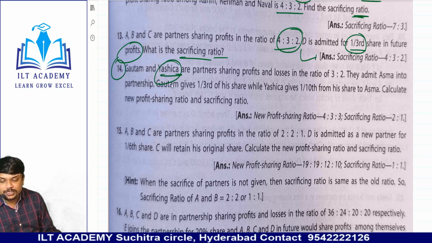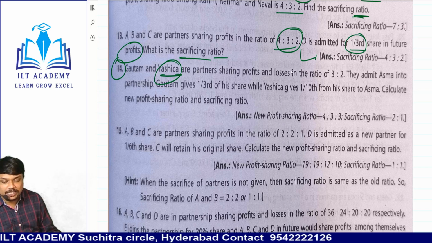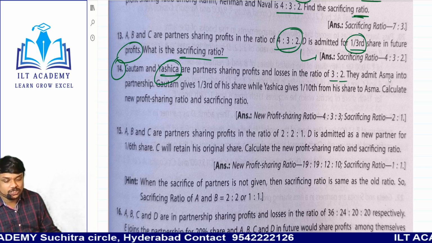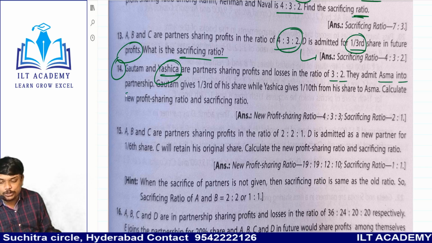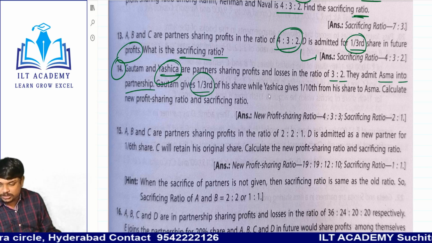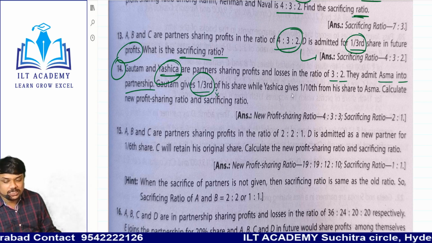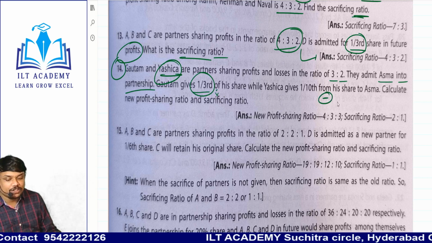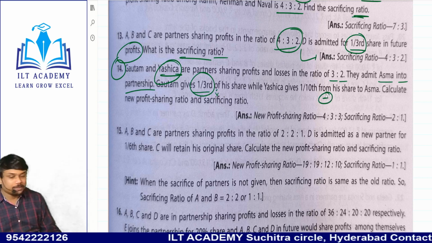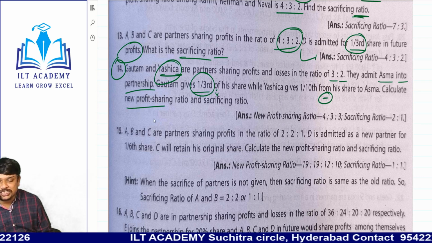Gautam and Yashika are the partners sharing the profits and losses in the ratio 3:2. They admitted Asma into partnership. Gautam gives 1/3 of his share, 'of' means multiplication. Yashika gives 1/10 from his share, 'from' means minus. And calculate the new profit sharing ratio.